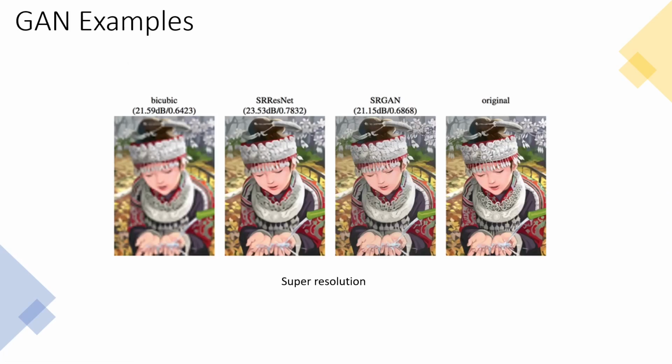You can use GANs for super resolution or increasing the resolution of an image. This is basically an increased resolution by bicubic interpolation. That doesn't look so good. That's a lot blurrier than the other ones. And these are examples from some super resolution algorithms. And this is the original image. As you see, it's quite difficult to distinguish between the GAN generated images and the original one.